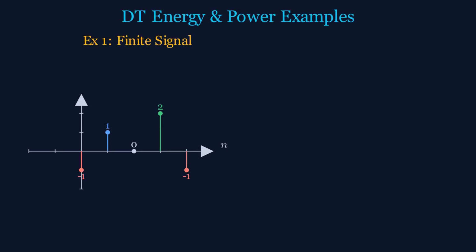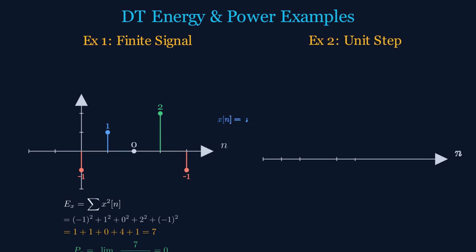First, consider the finite signal x[n] equals -1, 1, 0, 2, -1. Its energy is 1 squared plus 1 squared plus 0 squared plus 2 squared plus 1 squared, which equals 7. Since the signal has finite duration, its power is the limit of 7 over 2M plus 1 as M goes to infinity, which equals 0.